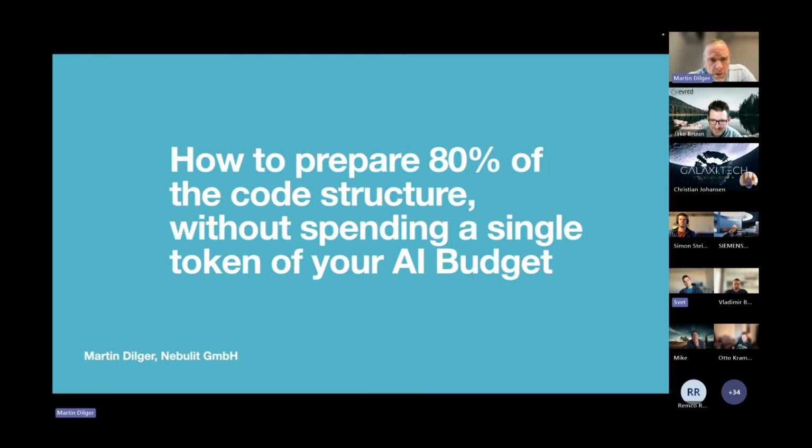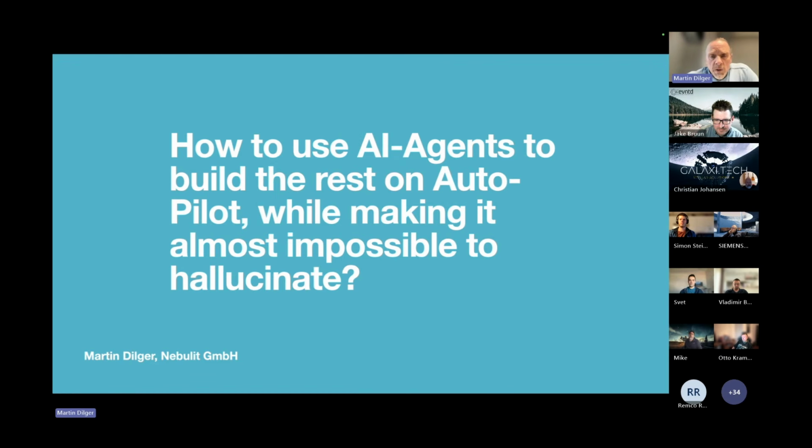What I do is I combine AI code generation with static code generation, and this gives really good results. I will also show you how I use AI agents to build the rest, more or less on autopilot. I'm using a technique called the Ralph Loop. Most probably you've heard about the Ralph Loop. It's been everywhere.